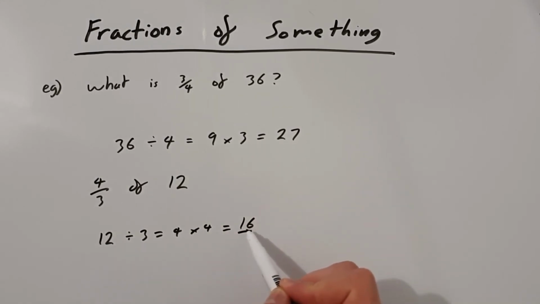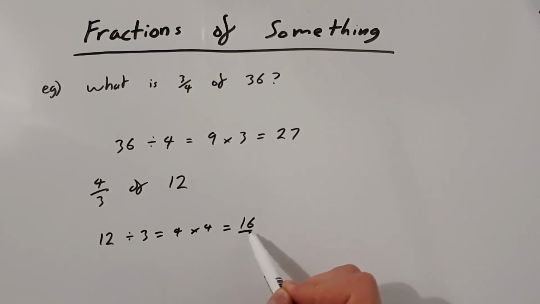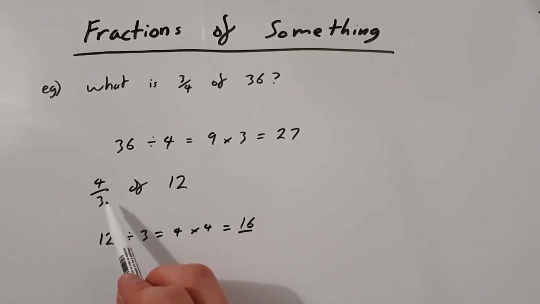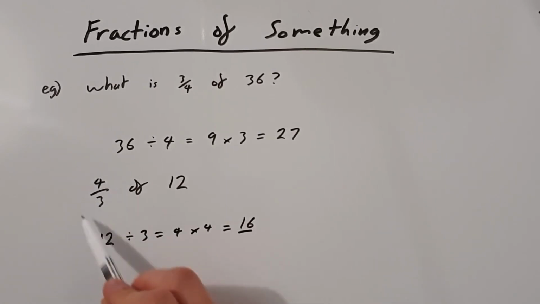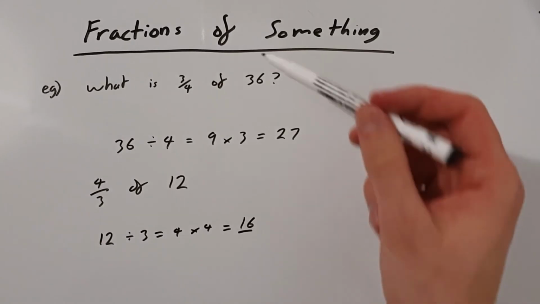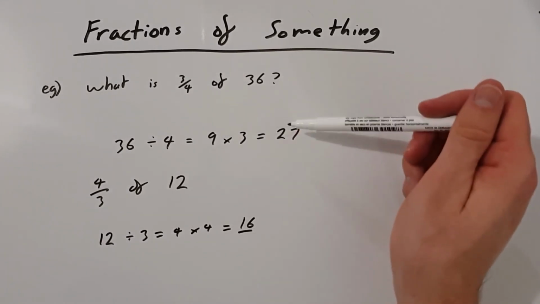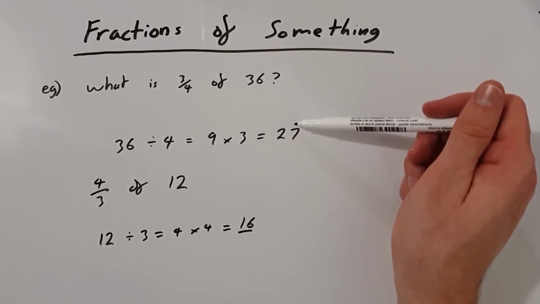And if you notice in this example, the numbers got bigger. And that's because we were giving an improper fraction to start with, where the numerator is bigger than the denominator. If we have an improper fraction, it'll always get bigger. If we have a normal fraction like this, the answer would always get smaller.